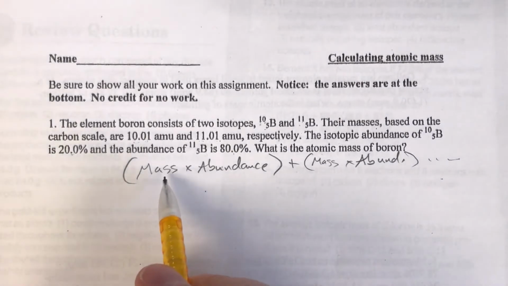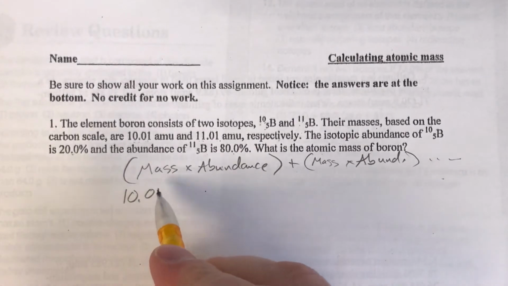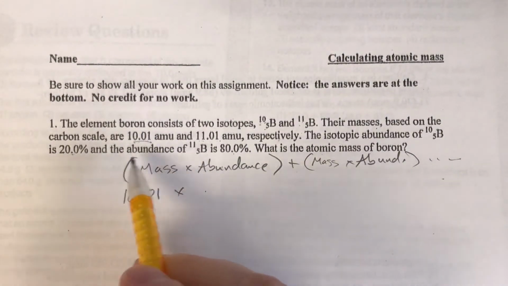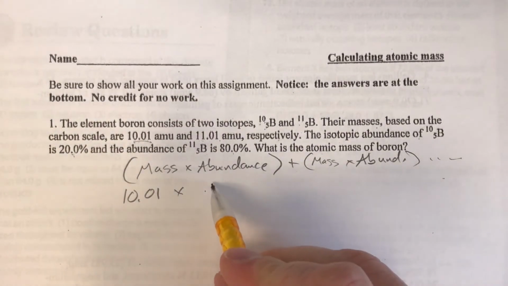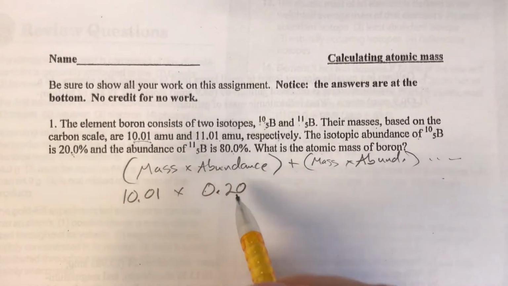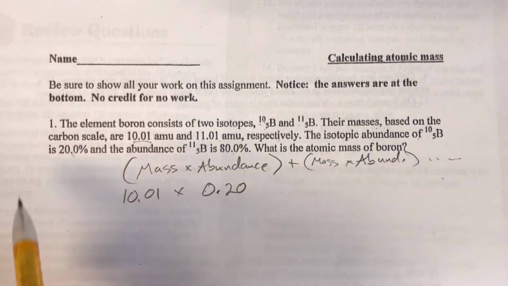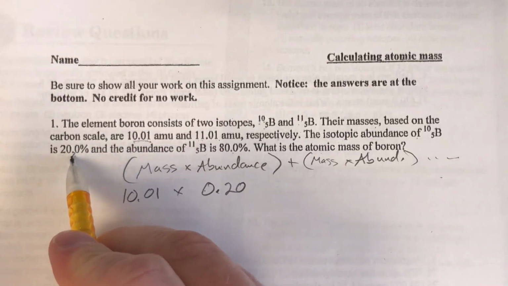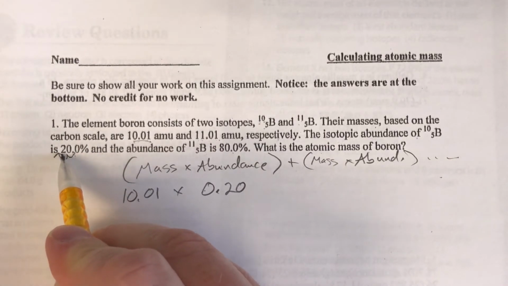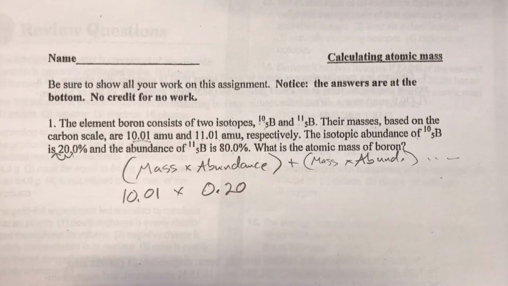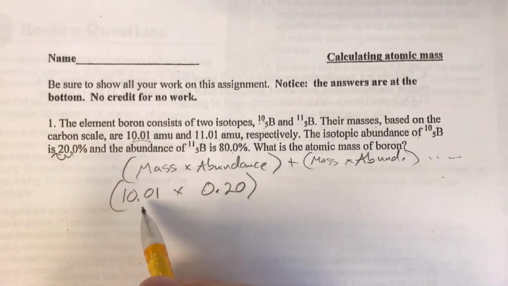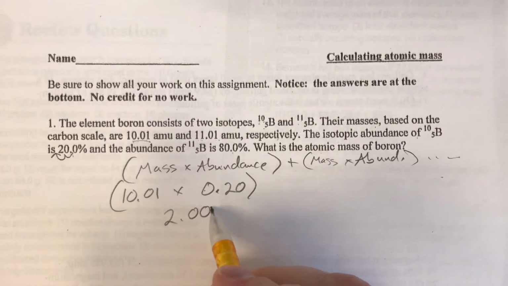So when we do this, we're just going to take 10.01, that's my first mass, and my first abundance, the abundance of boron 10, is 20%. But remember, we can't multiply by a percent, we've got to convert to a decimal. So 0.20 is 20% converted to a decimal. Now if you forget how to convert percents to decimals, all you have to do is move your decimal 2 places to the left. Every time you move it 2 places to the left, and that's going to be something of importance when you get into smaller single-digit decimals, or even percentages that are in decimals already. So when I get that value, I'm going to do this math, and I get 2.002.